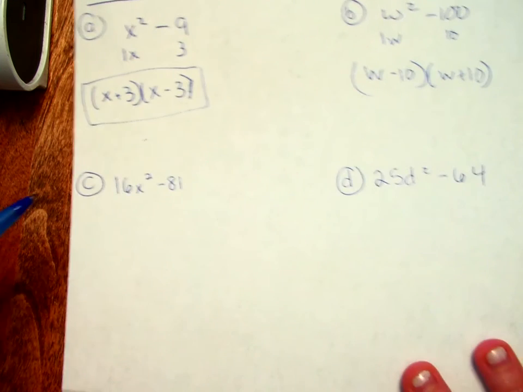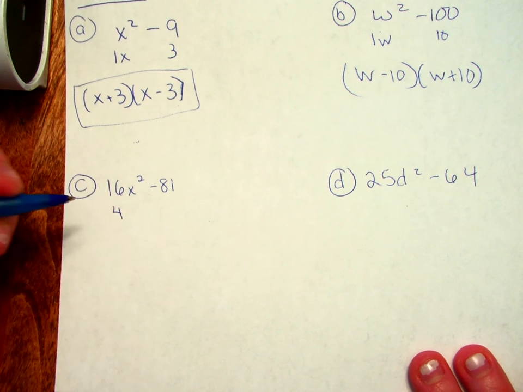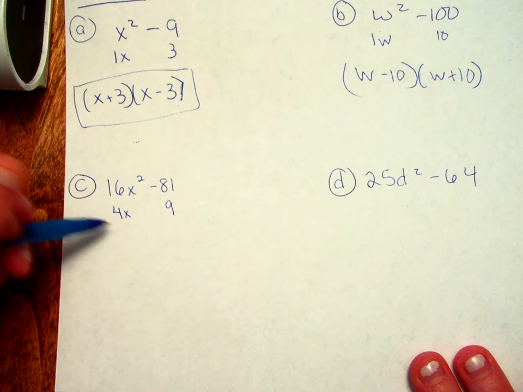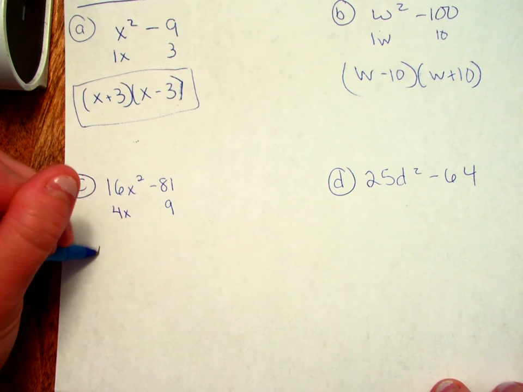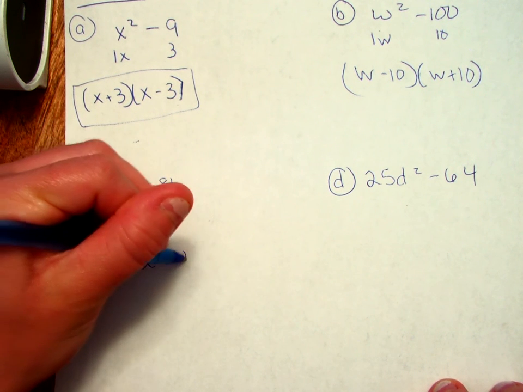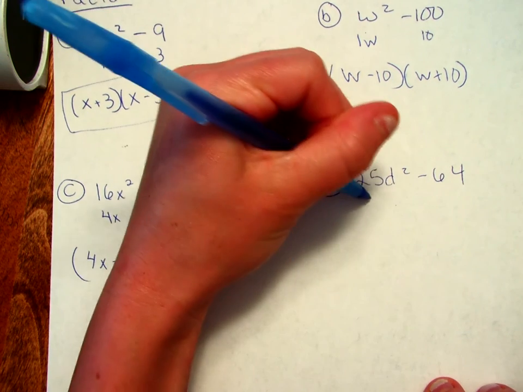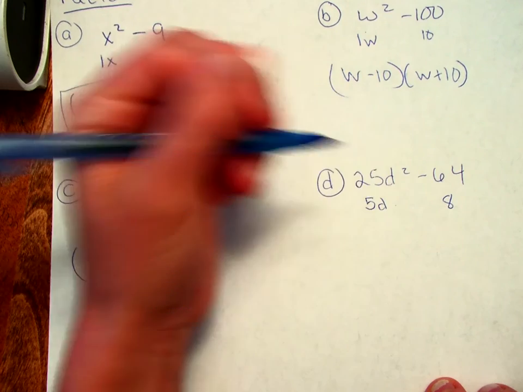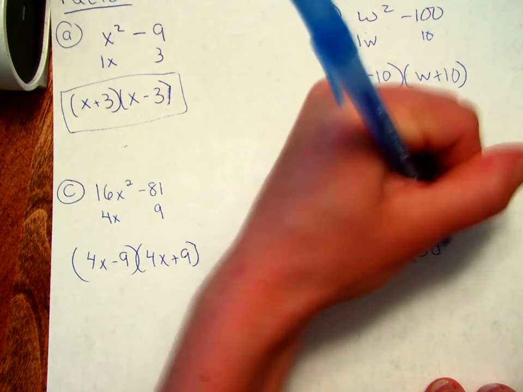Let's go into a little bit higher numbers. So 16x squared minus 81. Perfect square of 16 is 4. Perfect square of 81 is 9. We'll add the x in there. So this step right here I think is helpful because it really shows you exactly what you get for that binomial. 4x minus 9. 4x plus 9. And then the last one here, perfect square of 25 is 5. D. Perfect square of 64 is 8. 5d plus 8. 5d minus 8.